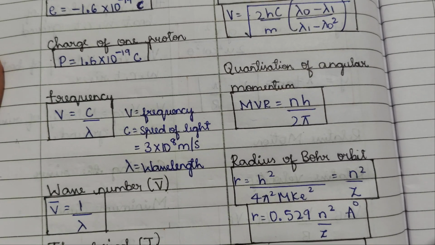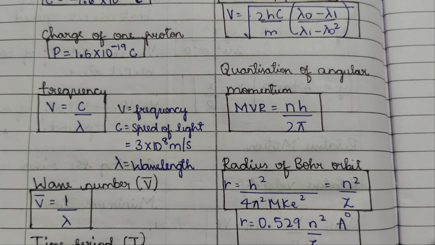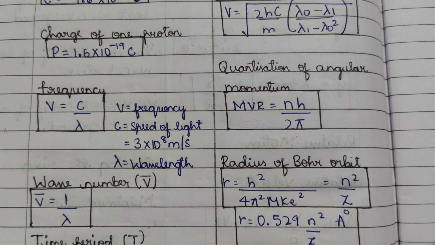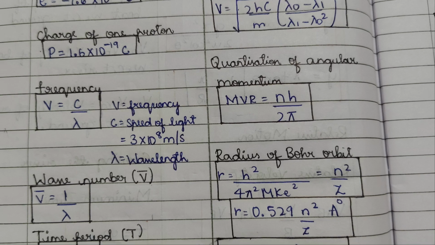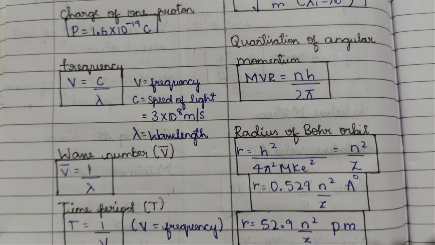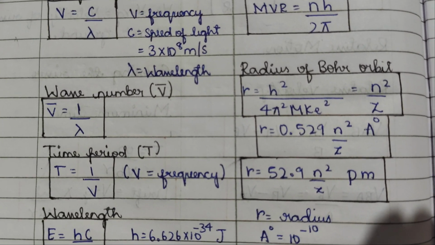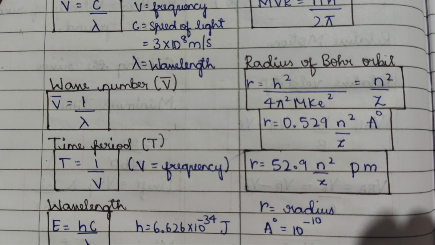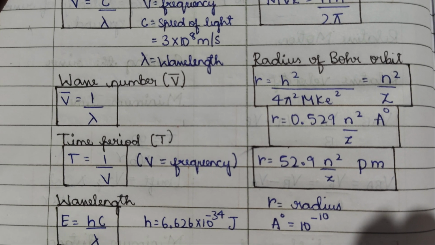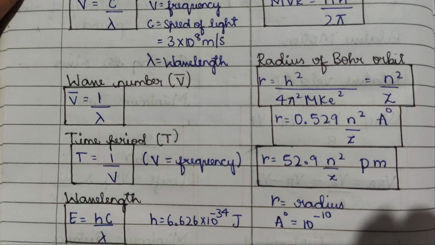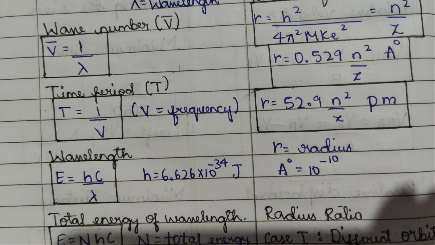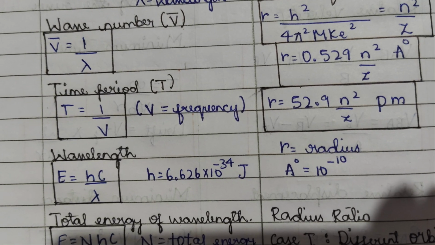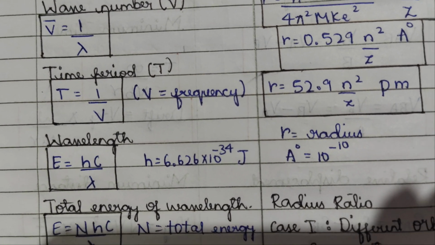Frequency nu is equal to c by lambda, where nu is frequency, c is the speed of light, that is 3 into 10 power 8 meter per second, and lambda is wavelength. Wave number nu bar is equal to 1 by lambda. Inverse of lambda gives wave number. Time period T is equal to 1 by nu, where nu is frequency. Inverse of frequency gives time period.